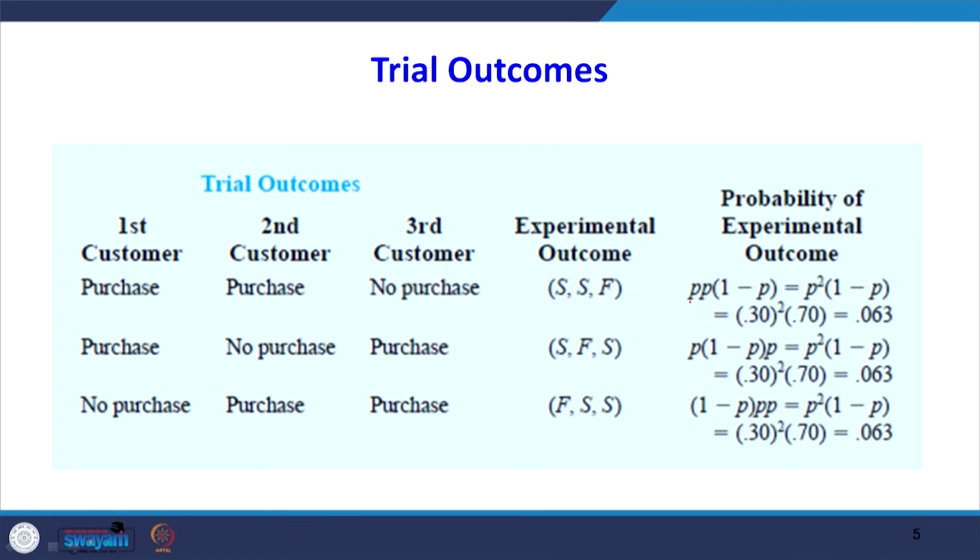Now we will see the first case: purchase, purchase, no purchase, success, success. Success we know the probability, we call it P, and failure is 1 minus P. So it is P square into 1 minus P; P is 0.30 whole square multiplied by 0.70, which is 0.063. For the second chance, the first customer may buy, the second customer did not buy, the third customer also buys. So it is success, failure, success: P into 1 minus P into P, again P square into 1 minus P, 0.063. Third choice, no purchase, purchase, purchase, F, S, S. So 1 minus P, P, P. So it is P square 1 minus P, 0.063.